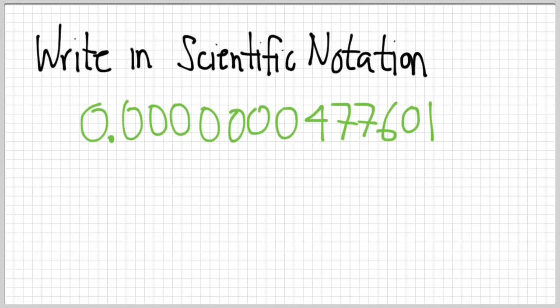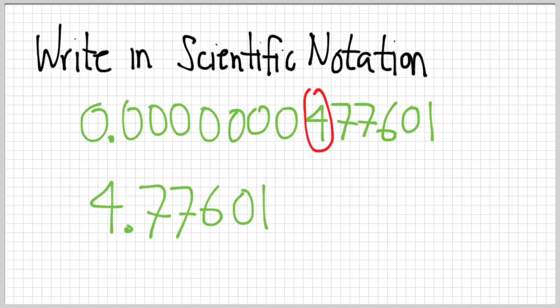So we're going to do the same process as we did before. Here's our first non-zero digit. Okay, it's a 4. There's a bunch of other zeros in front of it, but the first non-zero one is this 4. Okay, so we write 4 with a decimal point after it, and then all the following digits until we get to the last non-zero digit. Okay, 1 is the last non-zero digit.